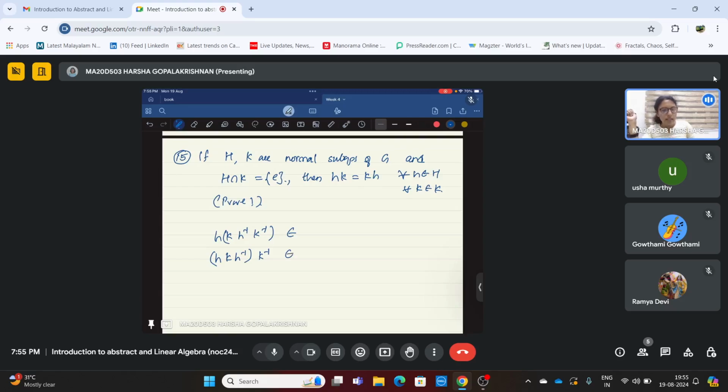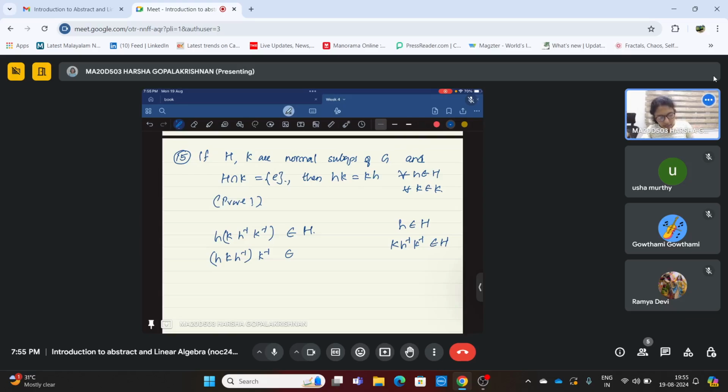Where does the first element belong? h into k h inverse k inverse. Where does this belong? Okay, what we know? h belongs to H, we already know. What about k h inverse k inverse? This also belongs to H, right? Because H is a normal subgroup. When H is a normal subgroup, we already proved that x h x inverse belongs to H for all x in G. Here we are taking k from K only, but still the result holds. So these two elements belong to H, which means the product also belongs to H.